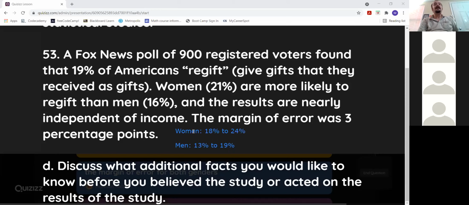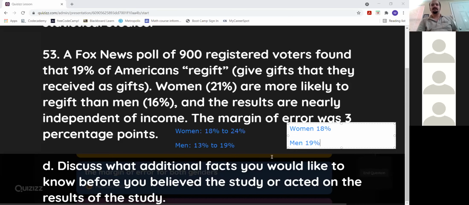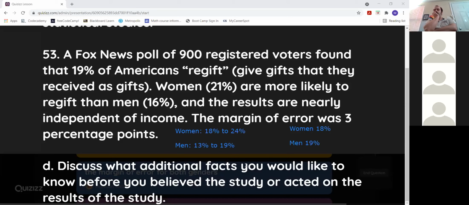And so if this is your accuracy on your test, can you conclude that women regift more than men? Yes. Can you? Look. Is it possible that women could be at 18% in reality and that men could be at 19% in reality? Well, we don't know how many women and how many men they tested on. So they could have tested on more women.